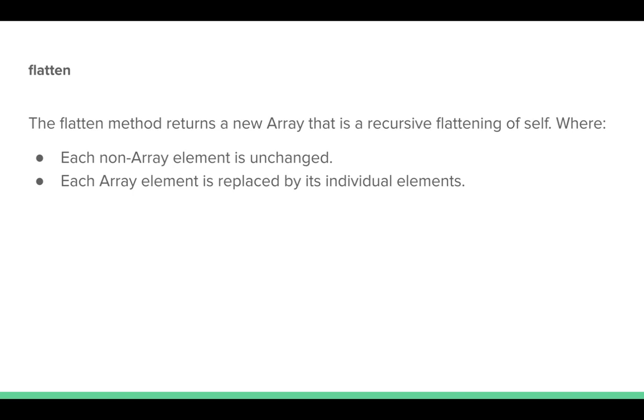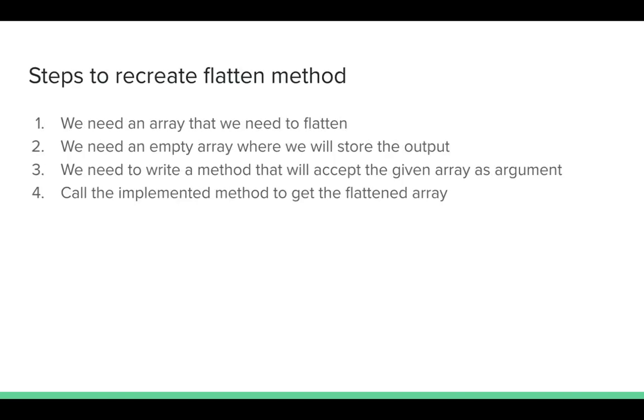Okay, so the question I asked was how to recreate the flatten method. Now to solve this problem, let's think in an algorithmic way. When we think in an algorithmic way, first we need to decide our input, then an output variable to store the output result. Then we need to write some procedure or steps that will perform the desired outcome, and at the last we just need to call that procedure. So we will do the same thing here.